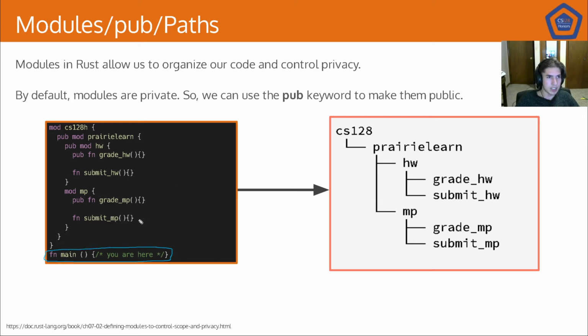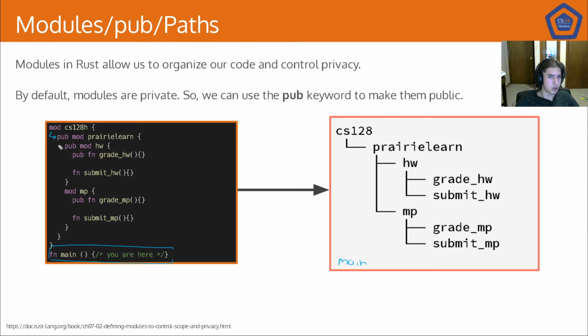If we are at submit MP, we have access to grade MP, and grade MP has access to submit MP because these are defined in the same module. These things do not necessarily have access to submit homework, but they do have access to things like grade homework and homework because homework is public. In our main function, this is defined at the same scope as CS128. So we do have access to the CS128 module, even though it's not listed as public, because these are defined in the same place.